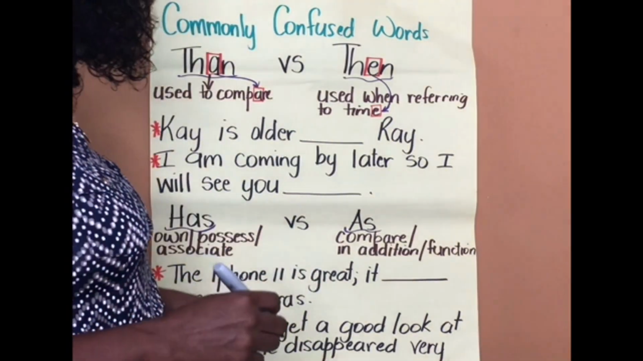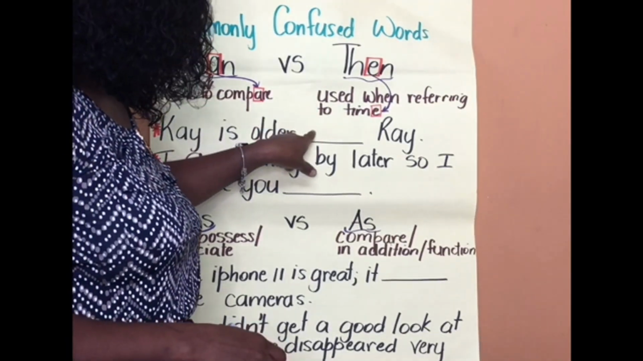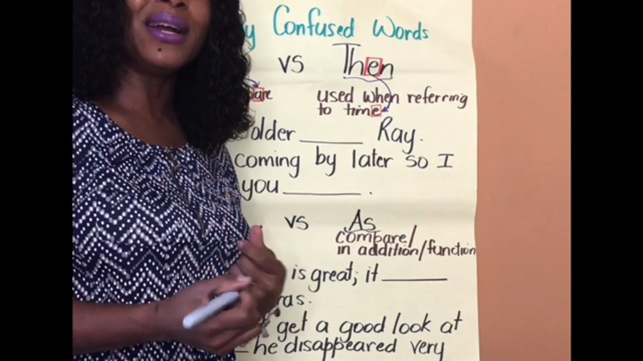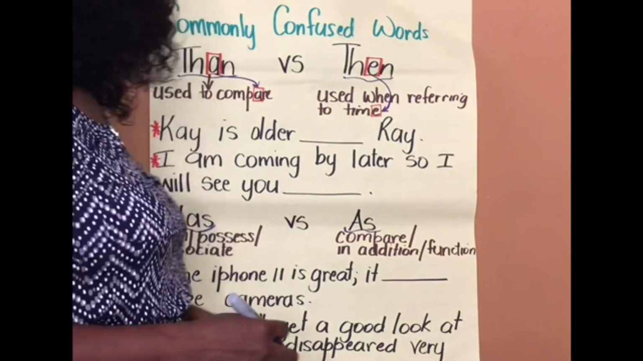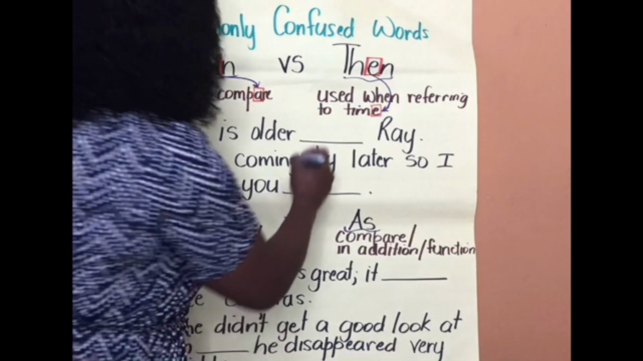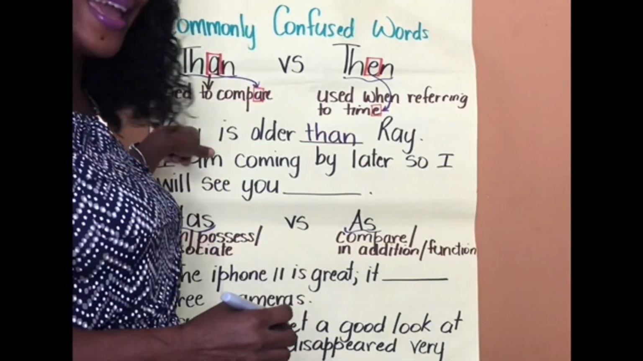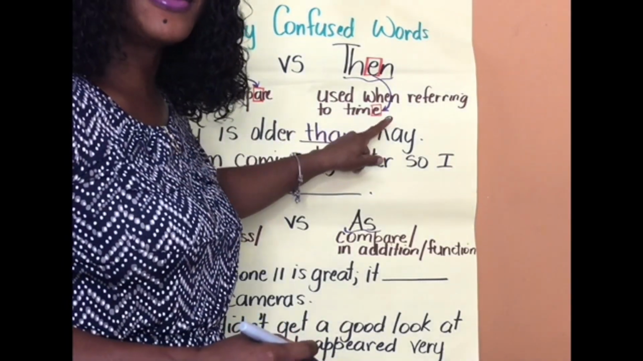Let's look at 2 examples. K is older than Ray. I am comparing K's age to that of Ray's age. So because I am comparing, I'm using than. THAN. So K is older than Ray.